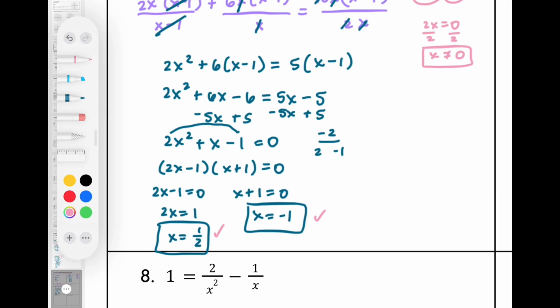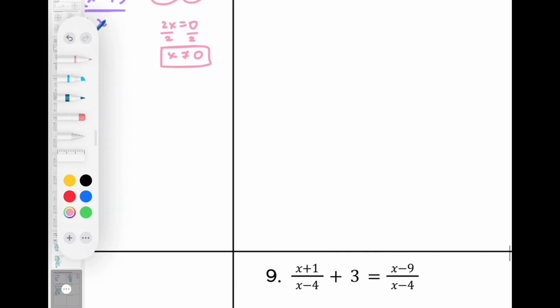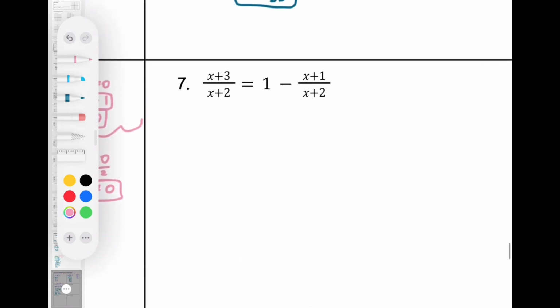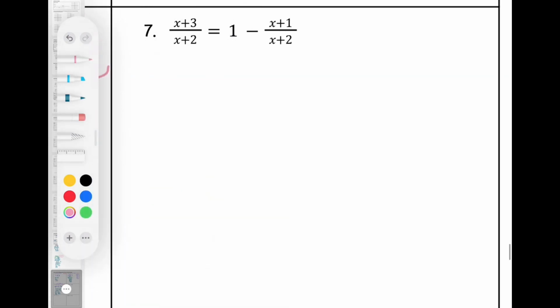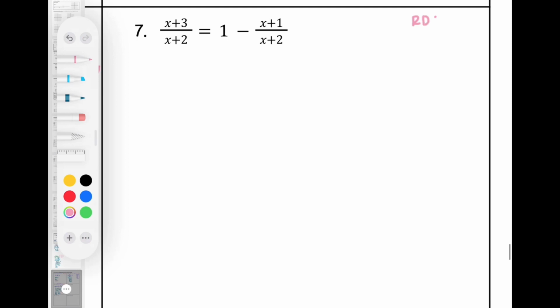All right, we're going to do one more together, and then I'm going to have you do the other ones on your own. So if we look at the next one, our restricted domain, we have x plus 2 in both denominators. So I'm only going to set it equal to 0 once because it's just going to give us the same thing. X plus 2 equals 0, so x can't equal negative 2. So remember that when we get to the final solution.